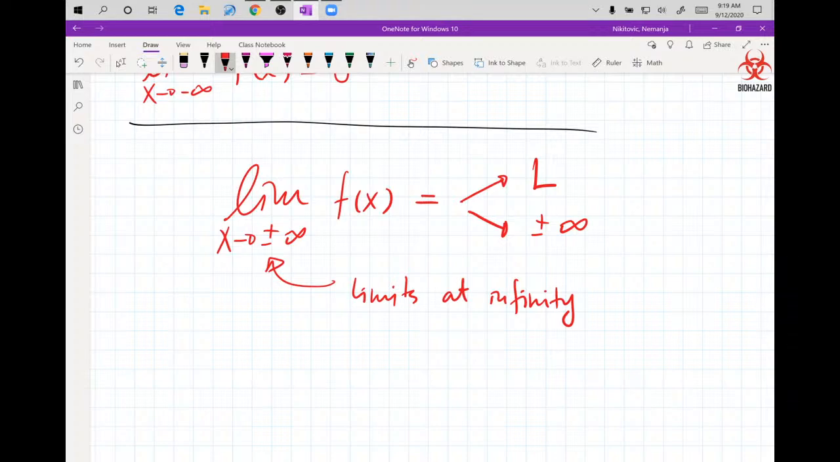So the two concepts that you have regarding these are: if it's a number, it's going to be a horizontal asymptote. And if you have infinities, we call it the end behavior of f of x, of the function. So both of these concepts you have covered in Pre-Calc 1, and they did a decent job.